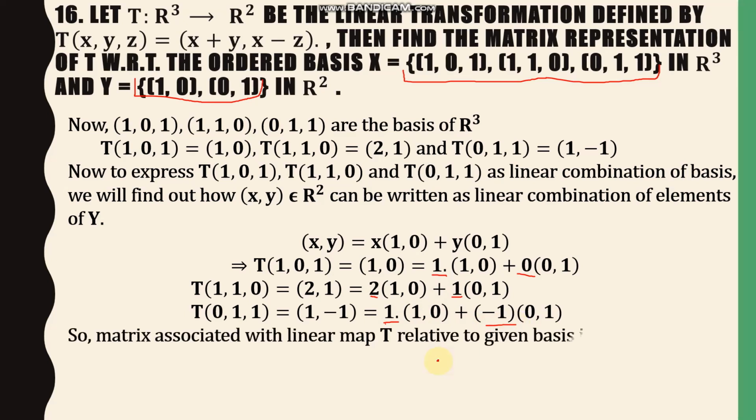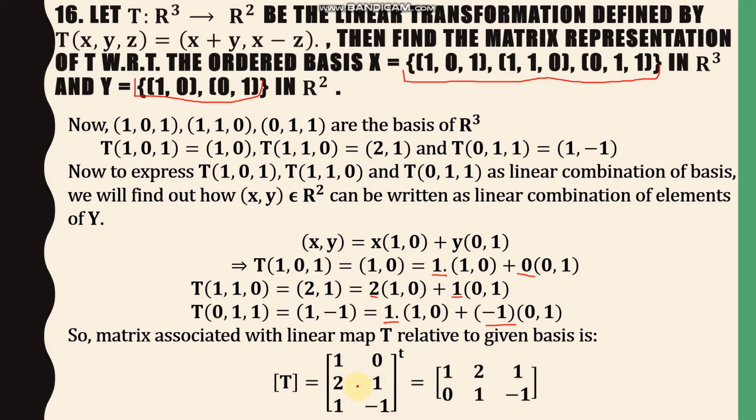So the matrix associated with linear map T relative to the given basis is the transpose of the coefficient matrix. So it is [1 2 1; 0 1 -1]. So this completes the 16th question.